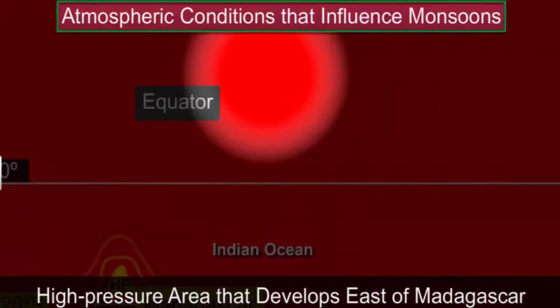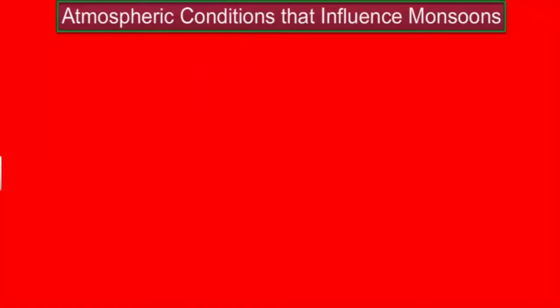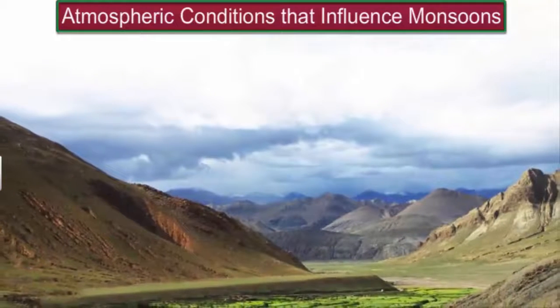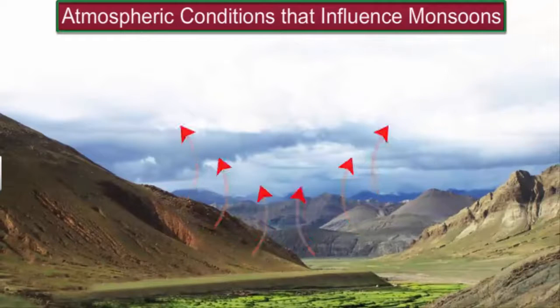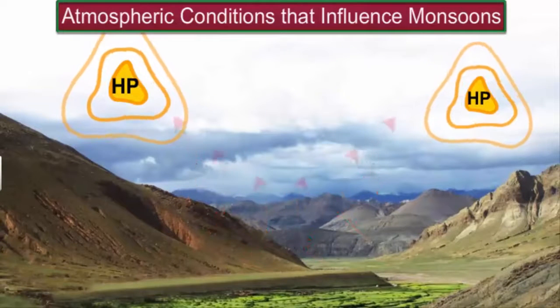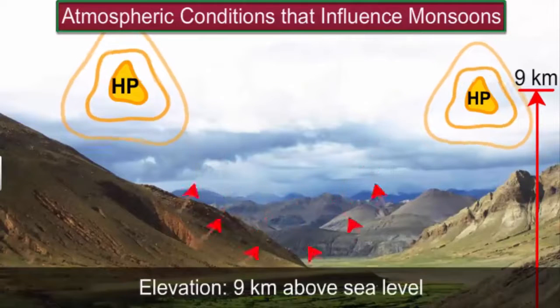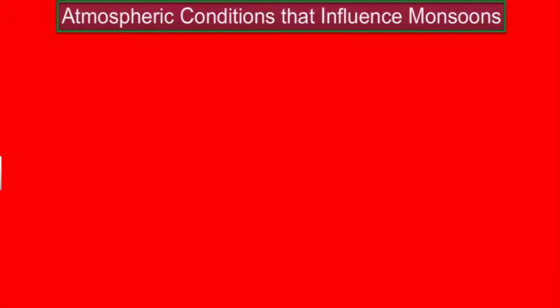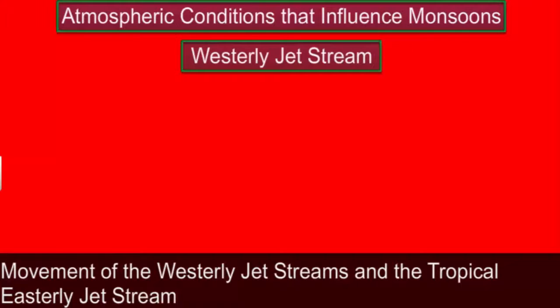The intensity and position of this high-pressure area affects the Indian monsoon. The fourth condition develops during the summer. The Tibetan Plateau gets intensely heated, resulting in strong vertical air currents and high pressure over the plateau, about 9 km above sea level. The fifth condition develops during the summer due to the movement of the westerly jet streams to the north of the Himalayas and the presence of the tropical easterly jet stream over the Indian peninsula.